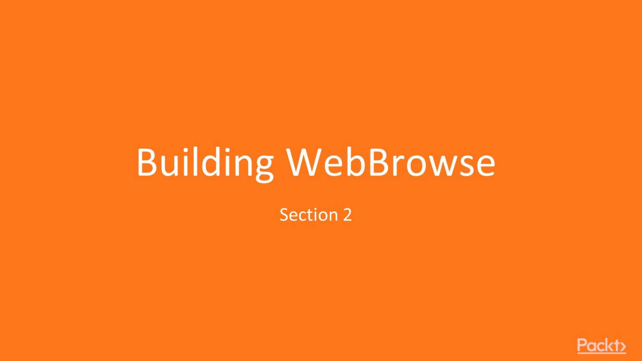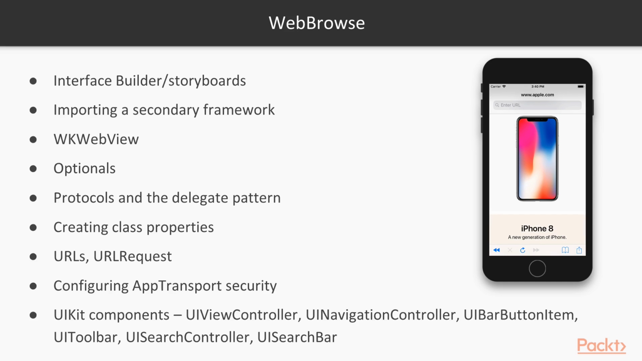So let's get started building our first simple UIKit iOS app, WebBrowse, a simple native web browser. WebBrowse is modeled closely on Safari and makes use of the system web view, but with our own components built around it. Here's a selection of the numerous topics we'll be able to cover whilst developing this app.